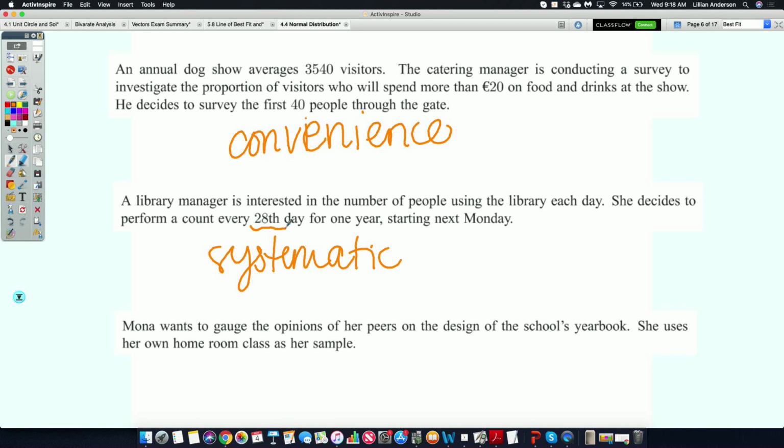Very good. Now Mona wants to gauge the opinion of her peers on the design of the school's yearbook. She uses her own homeroom class as her sample. Because why? Right. She's just going straight to the first period, getting her people, and boom, she's done.